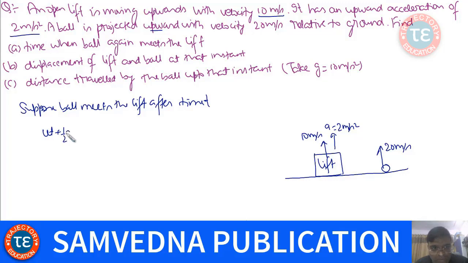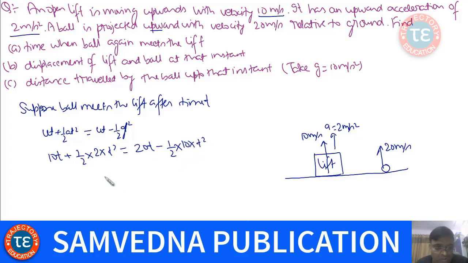So height of lift is going to be what? ut plus half at square, and height of ball is going to be ut minus half gt square. a is the acceleration of lift, and since ball is under free fall, so acceleration should be minus g. So u is 10 and a is 2 into t square, right? And here u is 20, half into 10 into t square. So this will cancel out.